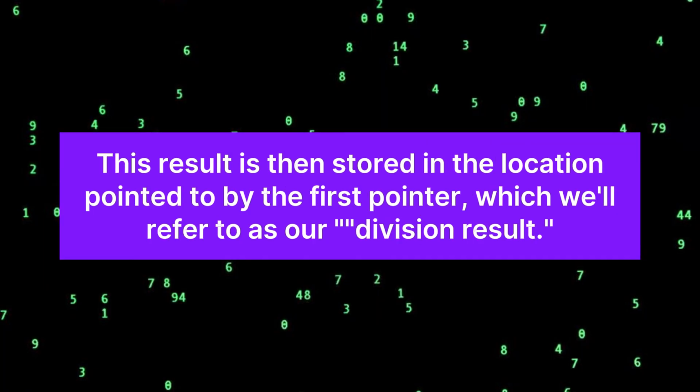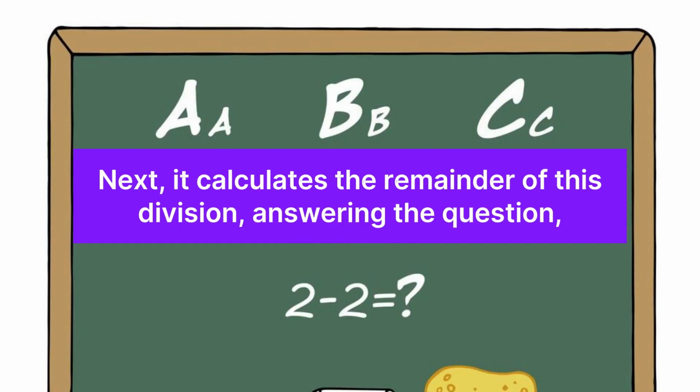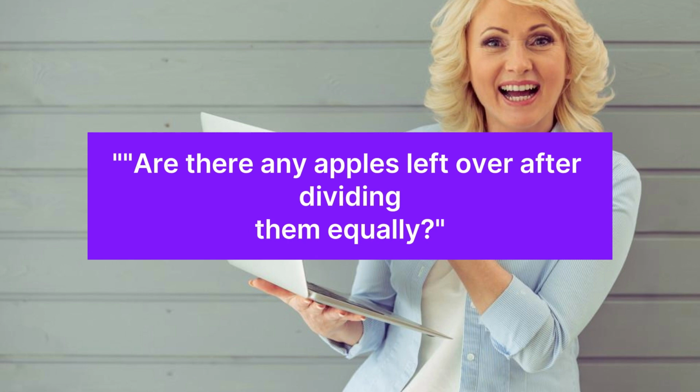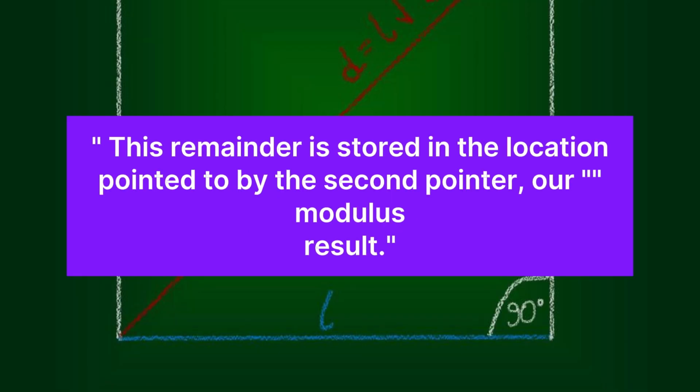This result is then stored in the location pointed to by the first pointer, which we'll refer to as our division result. Next, it calculates the remainder of this division, answering the question: are there any apples left over after dividing them equally? This remainder is stored in the location pointed to by the second pointer, our modulus result.